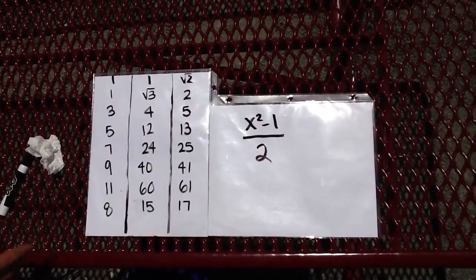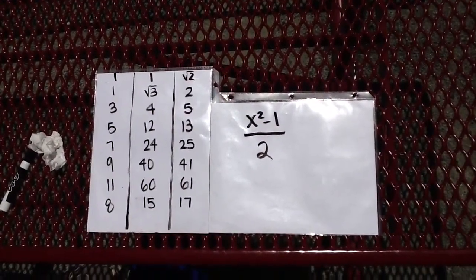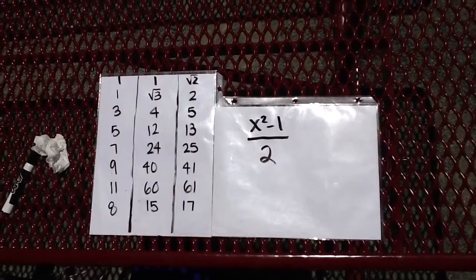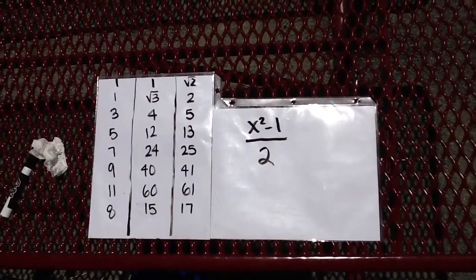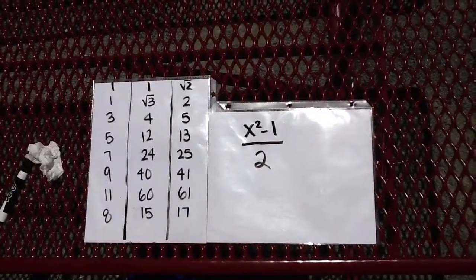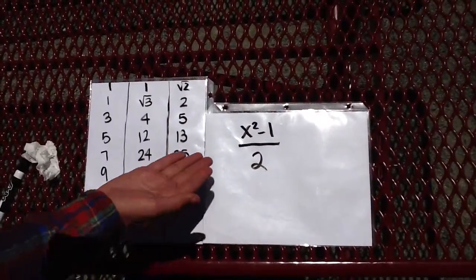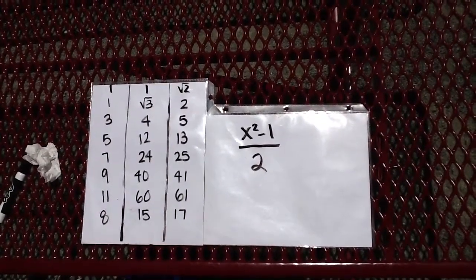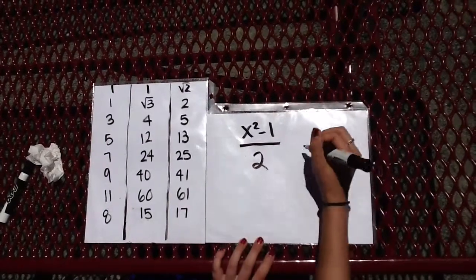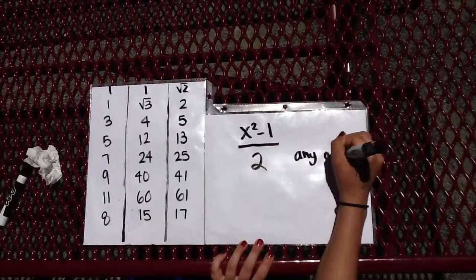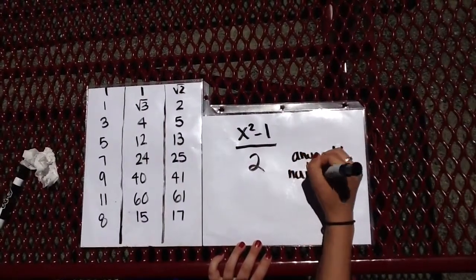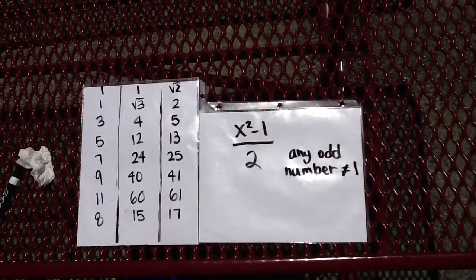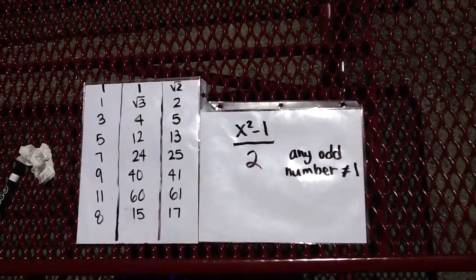Now, while the last one on the list, 8, 15, 17, is just a neat one to remember, the other ones on this list, 3, 4, 5, 5, 12, 13, 7, 24, 25, 9, 40, 41, and 11, 60, 61, all follow a special pattern. The pattern is demonstrated in this formula here, (x squared minus 1) over 2. What you do is you pick any odd number above 1, anywhere from 3, 5, 7, 9, 11, 27, 41, any odd number. You choose that number to be x, and you plug it into this formula, (x squared minus 1) over 2.